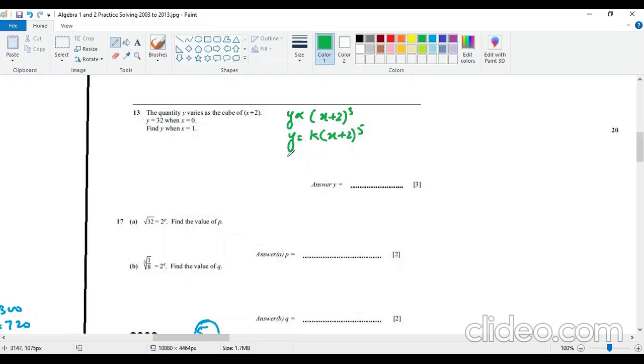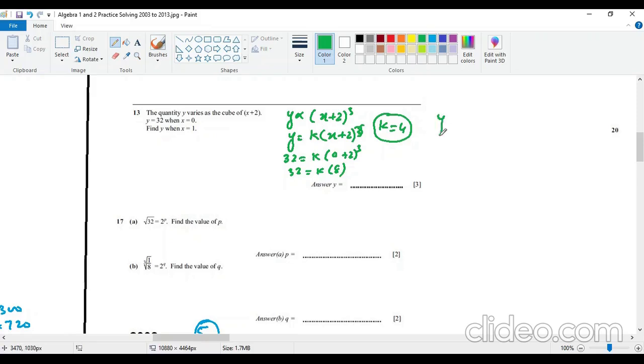y equals 32. In the question itself, it's given when x is equal to 0, 0 plus 2 to the power, it is 3 actually. So that means 32 equals k multiplied by 2 cubed, which is 8. That means k is equal to 4. Now we know the formula.